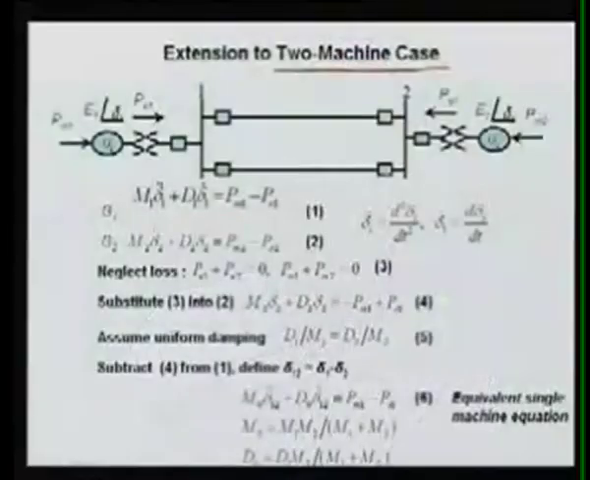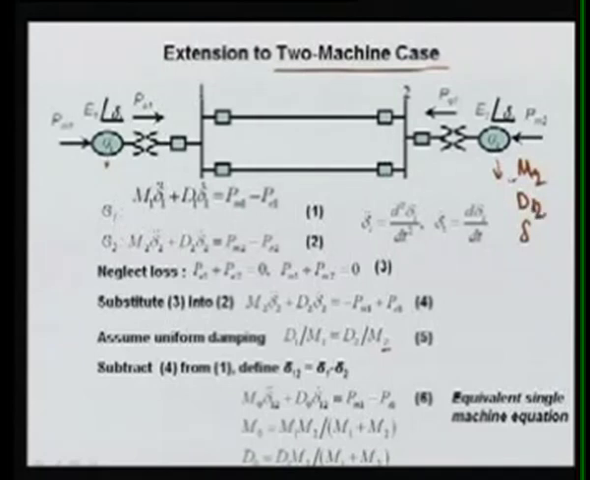Here we have generator 1 and another is generator 2. This generator 2 has all its parameters denoted by the suffix 2. So here it has M2, it has D2 damping constant, and delta 2. In this case it is your M1, your D1 and delta 1. So we can write the dynamic equation, a single equation, even including the damping.